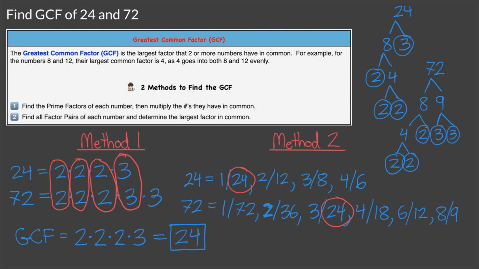The largest one happened to work for 24, and that is 24. So our GCF using method 2 is also 24. So that confirms that we did method 1 correctly. So to summarize, the greatest common factor of 24 and 72 is 24.